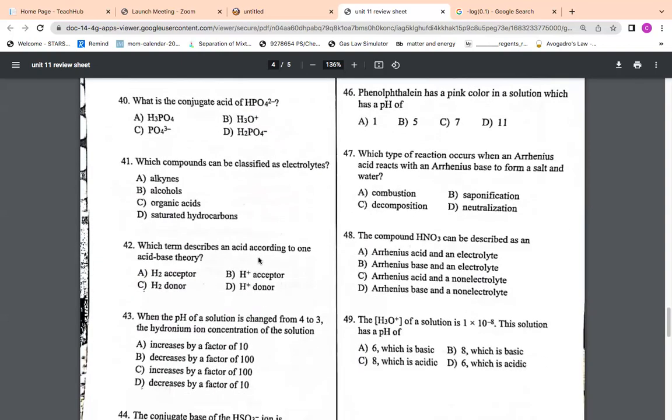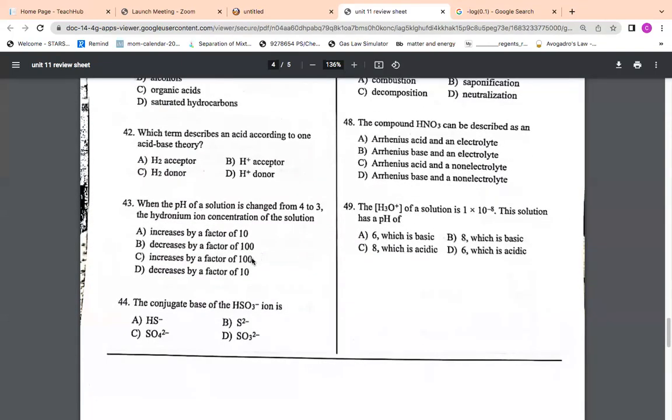Next, which term describes an acid according to one acid-base theory? So an acid is going to be not H2, it's H+. We're always talking about H+ or hydrogen ion when we're talking about acids and bases. Acids always give off or donate. So we're going to want to go with choice D.